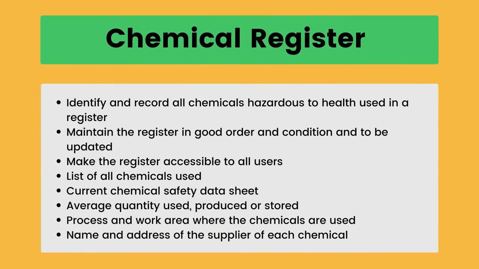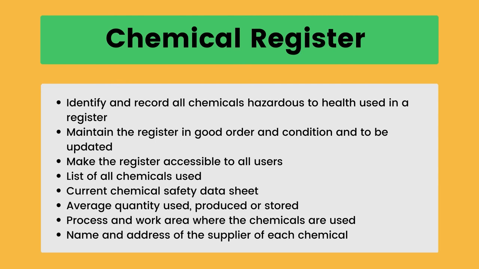Chemical Register. A chemical register is a list of all hazardous chemicals stored, handled, or used at a workplace. The lab user shall identify and record all chemicals hazardous to health used in the workplace. The register shall be maintained in good order and condition and be updated from time to time. The register shall be accessible to all users.